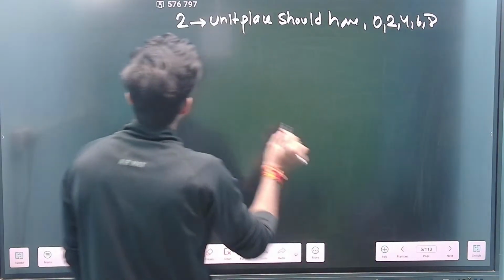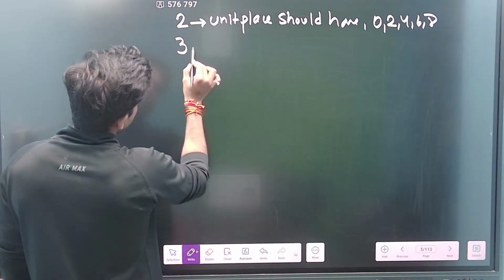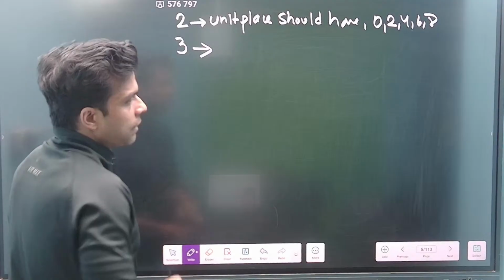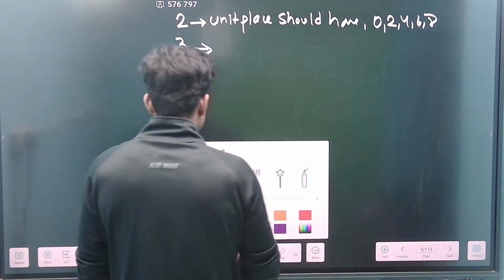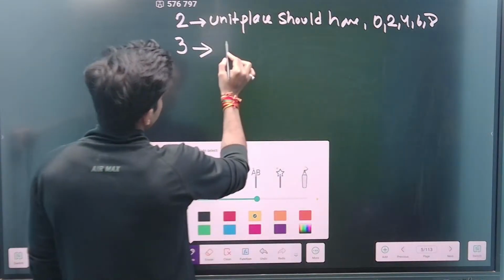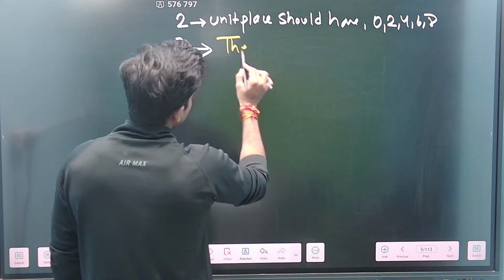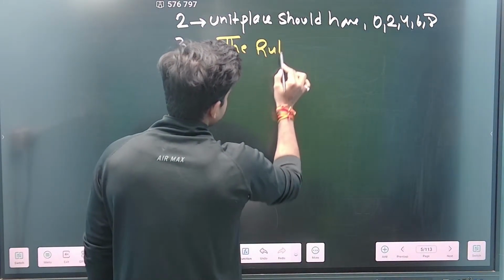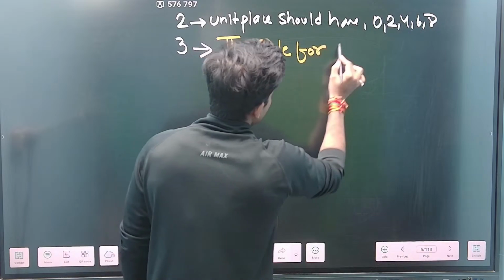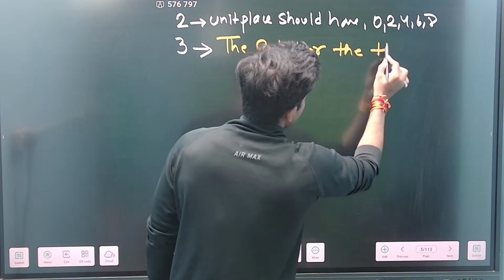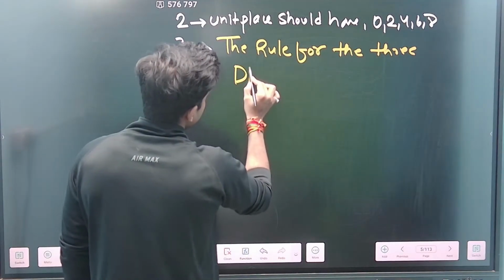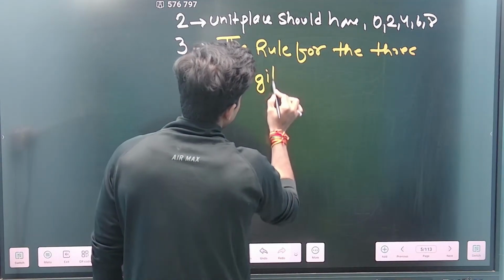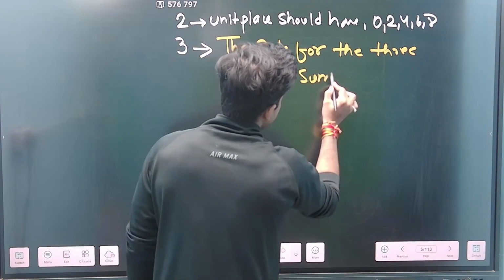Now let's talk about 3. If I talk about 3, everyone, what is basically 3? The rule for 3 is digit sum. You can write the rule for 3, it is basically digit sum. Okay, so the rule for 3 is digit sum.